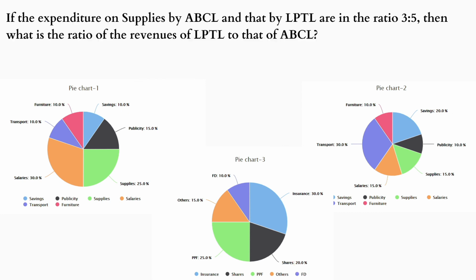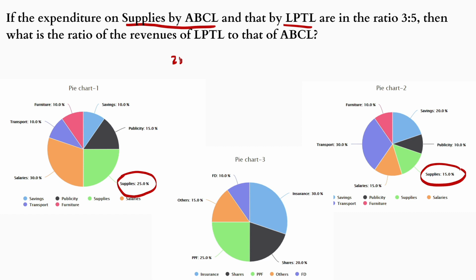So if the expenditure on supplies by ABCL and that by LPTL are in the ratio 3:5, then what is the ratio of revenues of LPTL to that of ABCL? So supplies by ABCL, that of LPTL. Now where is that supplies? Supplies percentage of ABCL is 25% and supplies percentage of LPTL is 15%.